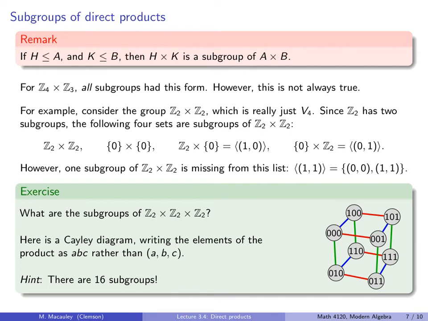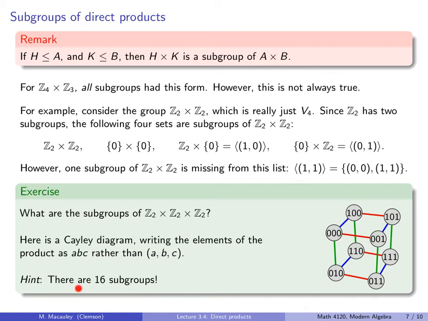Well, here's an exercise. What are the subgroups of Z2 cross Z2 cross Z2? And here's a Cayley diagram. Here I'm going to write the elements instead of ordered triples, (a, b, c), with all the commas and parentheses, just as abc. So binary strings of length 3. You can think of addition as doing it component-wise, modulo 2.